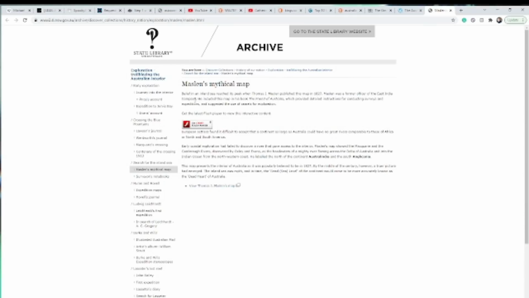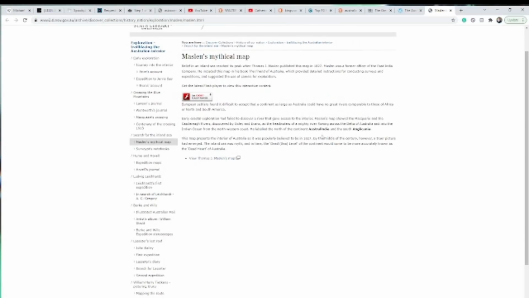This is State Library. Belief in an inland sea reached its peak when Thomas J. Maslin published this map in 1827. Early coastal explorations had failed to discover a river that gave access to the interior. Maslin's map showed the Macquarie and the Castlereagh rivers discovered by Oxley and Evans as the headwaters of a mighty river flowing across the delta of Australia. He labelled the north of the continent Austral India and the south Anglicania. This map represents the interior as it was popularly believed.